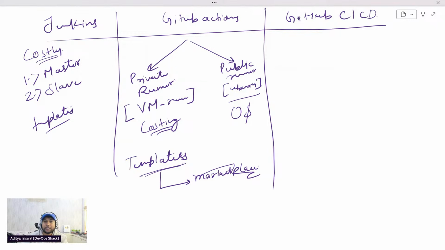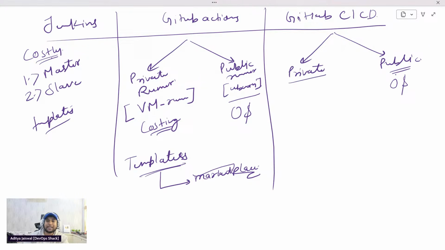Then we talk about GitLab CI/CD. When should we be using GitLab CI/CD? In GitLab CI/CD also we have two options: a private runner to execute our pipelines and a public runner to execute our pipelines. In my opinion, the public runner is more than enough. And again, it's going to be $0. You don't have to pay anything. It comes free and you can execute your pipeline jobs here.